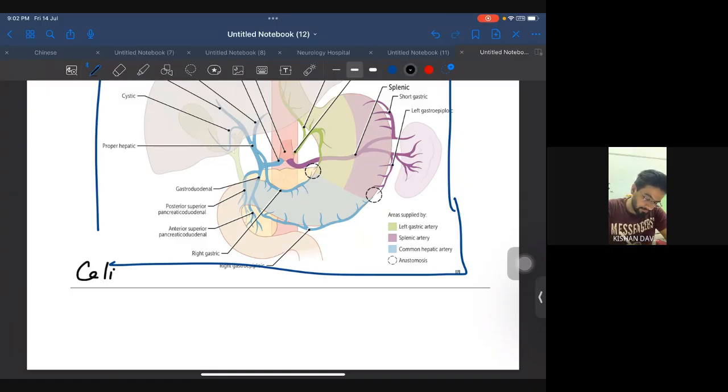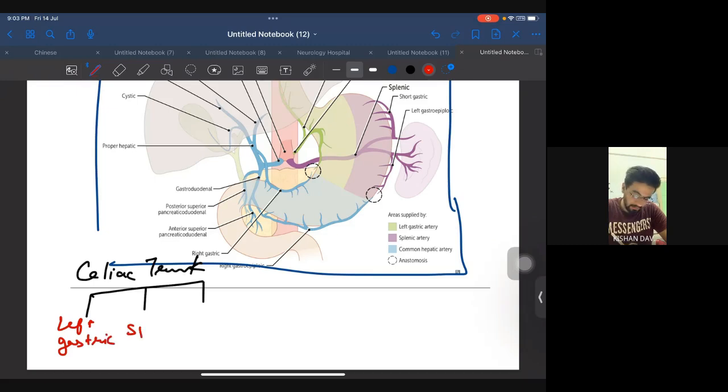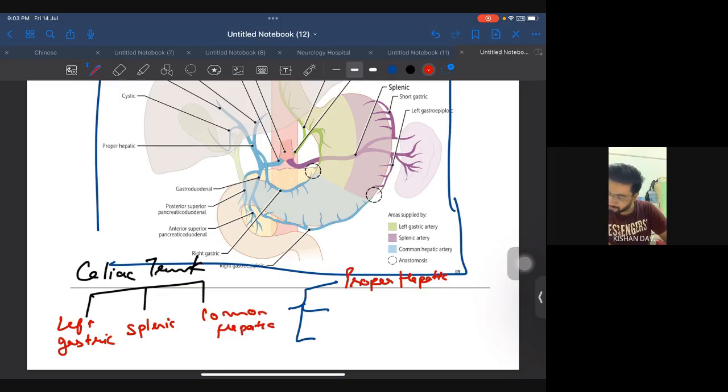So the celiac trunk has three branches. First one, left gastric, splenic, common hepatic. Now this common hepatic will have other branches. First one, proper hepatic. Then you have gastroduodenal. They have two branches only.